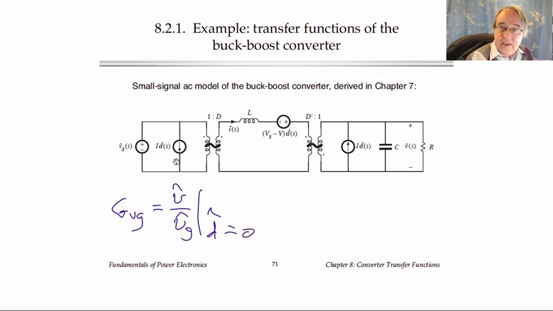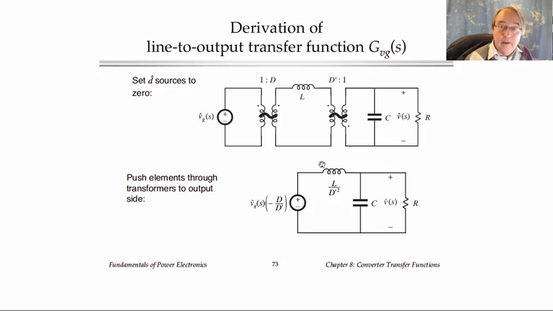So we'll set d hat to 0. What that does to the d hat voltage source here is to turn it into a short circuit. And the two current sources that depend on d hat, when we set d hat to 0, become open circuits with 0 current. So then the circuit reduces down to this one.